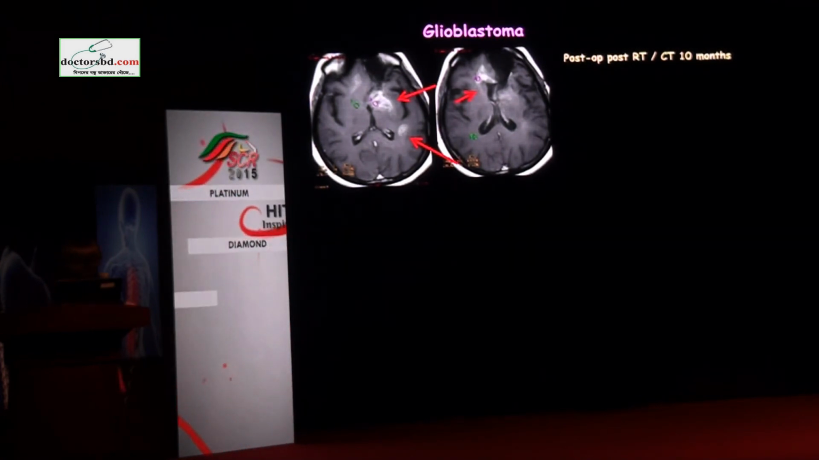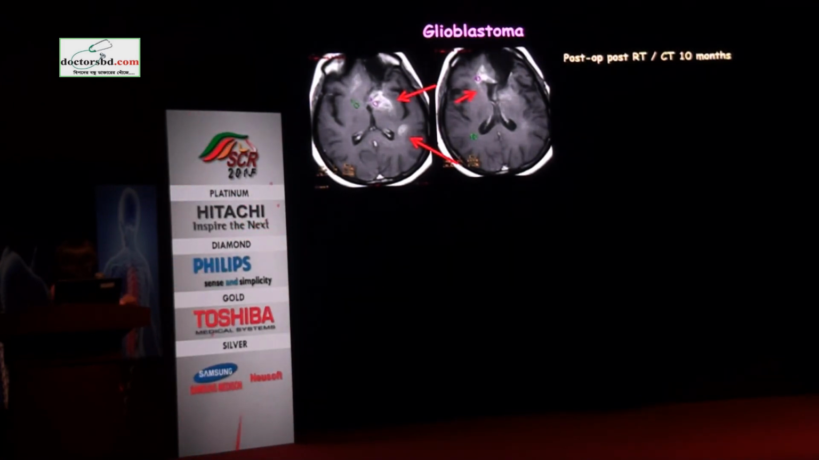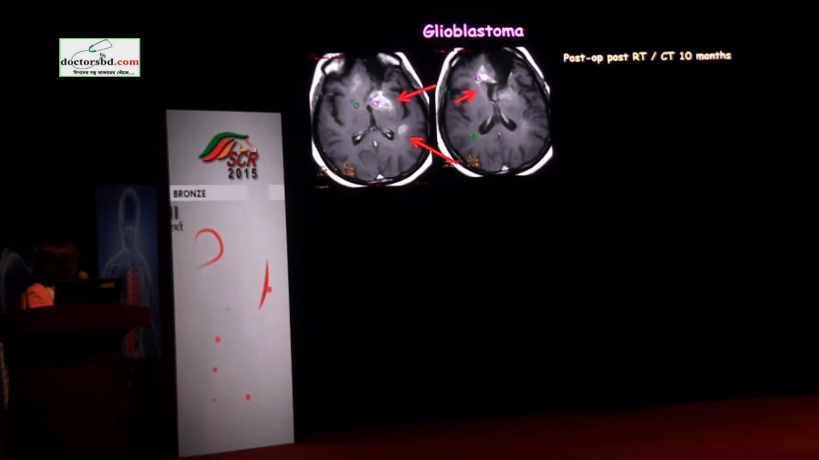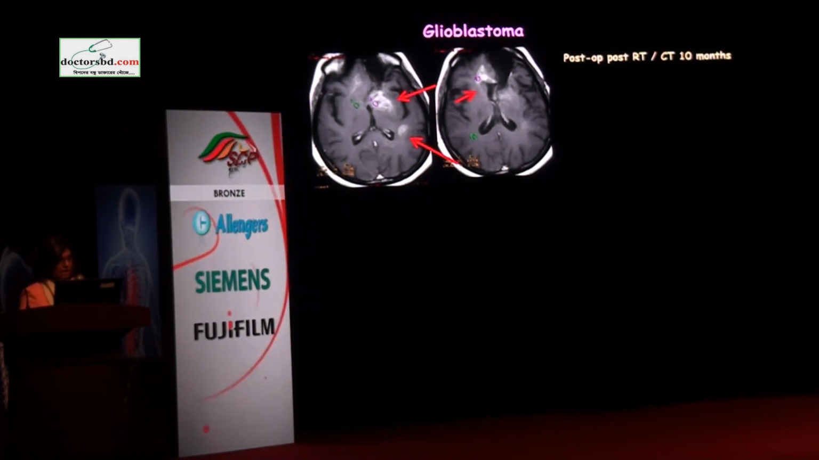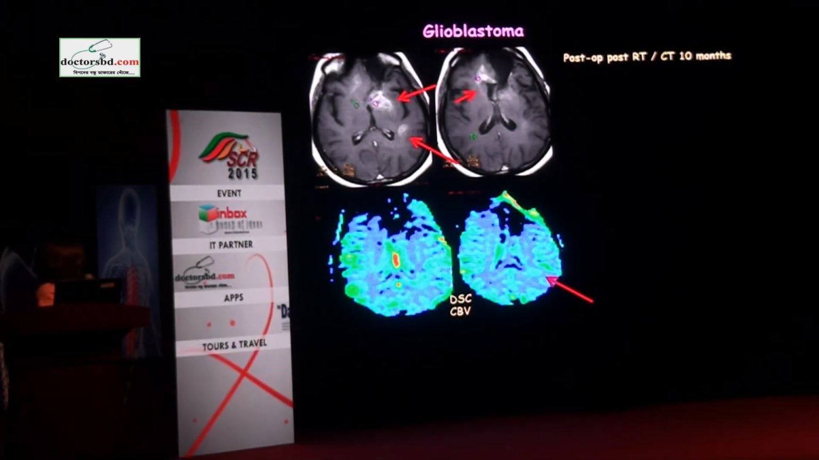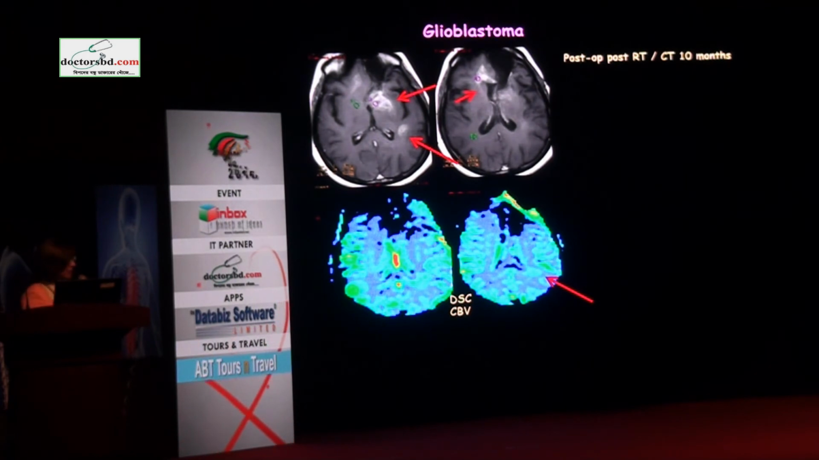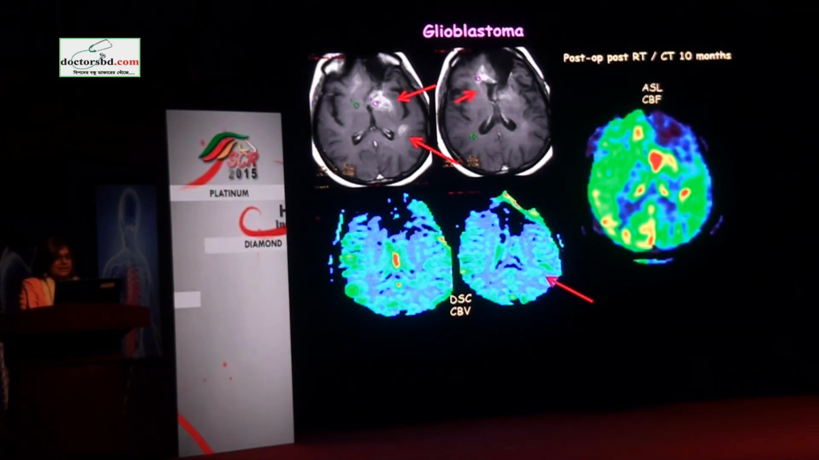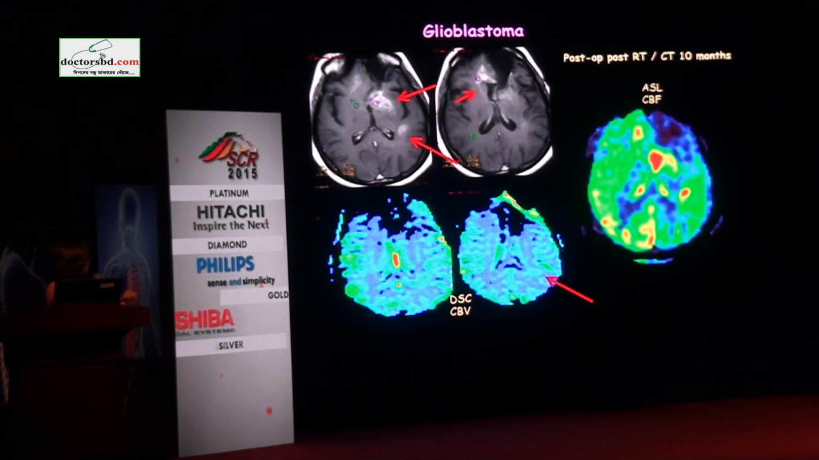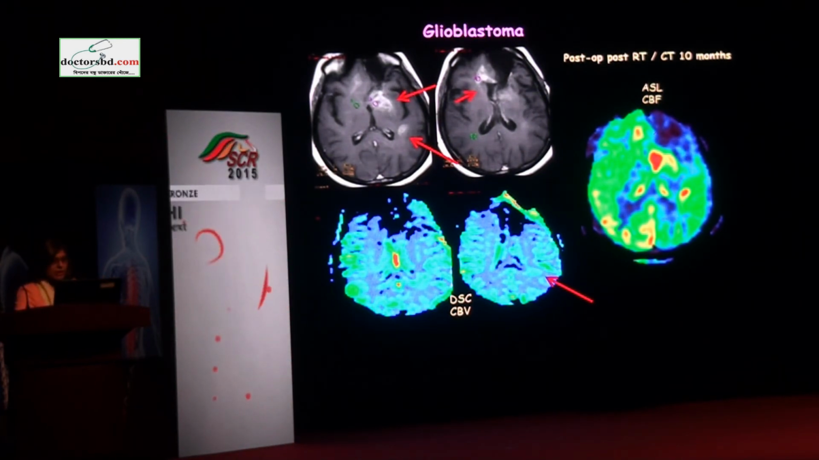Another example of recurrent disease, it is a left frontal lesion which has been operated, and on the right side, there are about 3 new lesions. One is in the right frontal and 2 are posterior, and perfusion just showed mild enhancement where the arrow is. But see the ASL map, all the lesions are showing high flow. 1, 2, 3, all the 3 lesions are showing high flow.